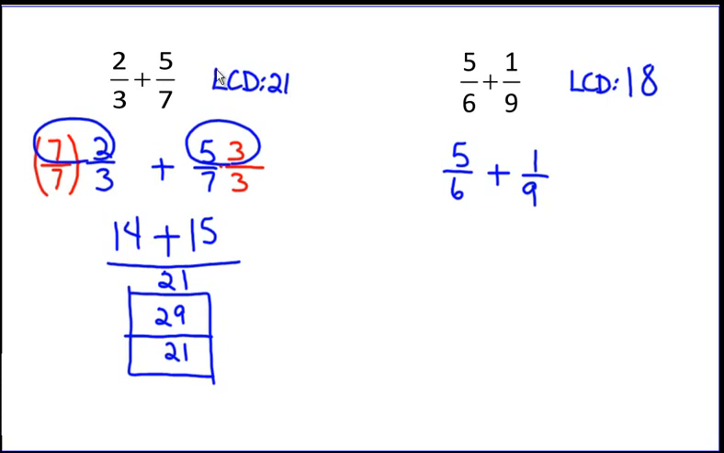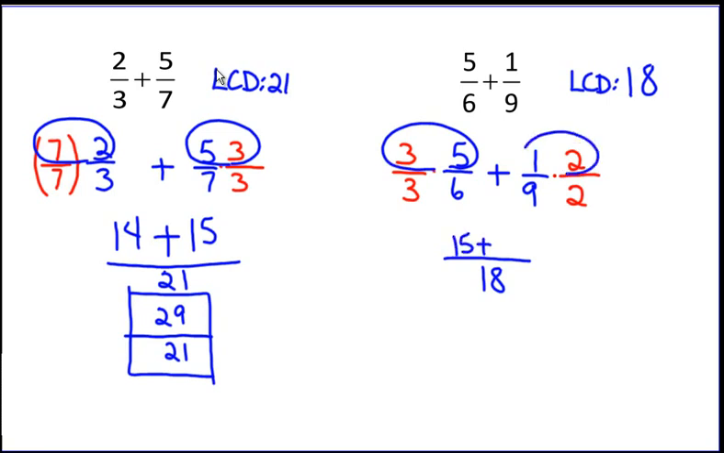In order to make this 6 into an 18, I must multiply by a 3. Remember that I must multiply by 3 in the numerator as well. For the 9 to become an 18, we need to multiply by 2. We must also multiply by 2 on the top. Now both fractions have a denominator of 18. I have 3 times 5, which is 15, and 1 times 2, which is 2. So the result of this problem is 17 over 18.